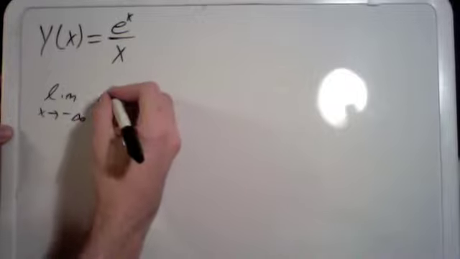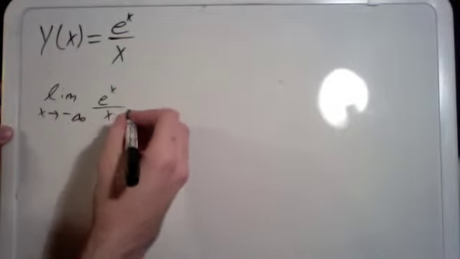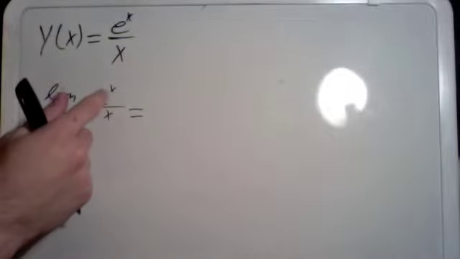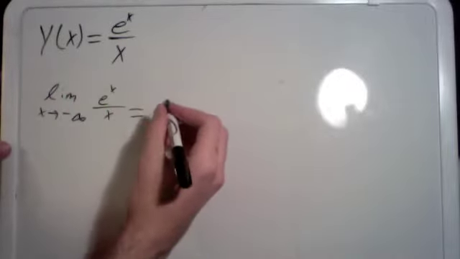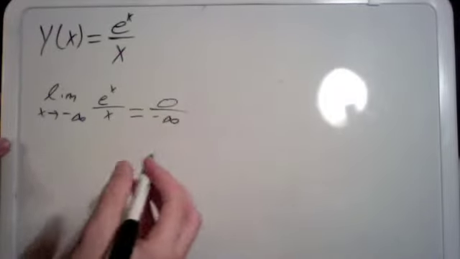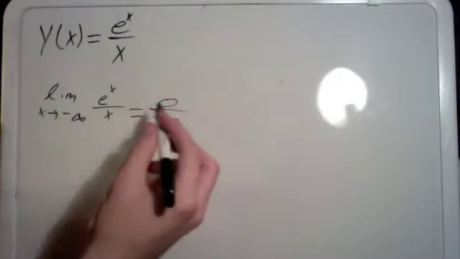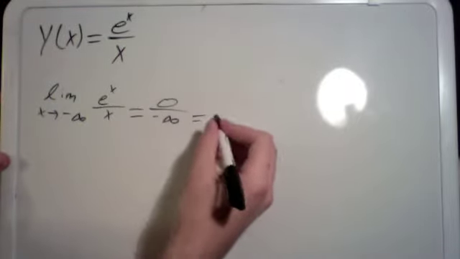So limit as x approaches negative infinity of e to the x over x. When you evaluate this, e to the negative infinity is going to be something pretty close to 0, and this is going to be negative infinity. And even if this was 5 or whatever, it doesn't matter. It's over negative infinity, so it's going to be 0.